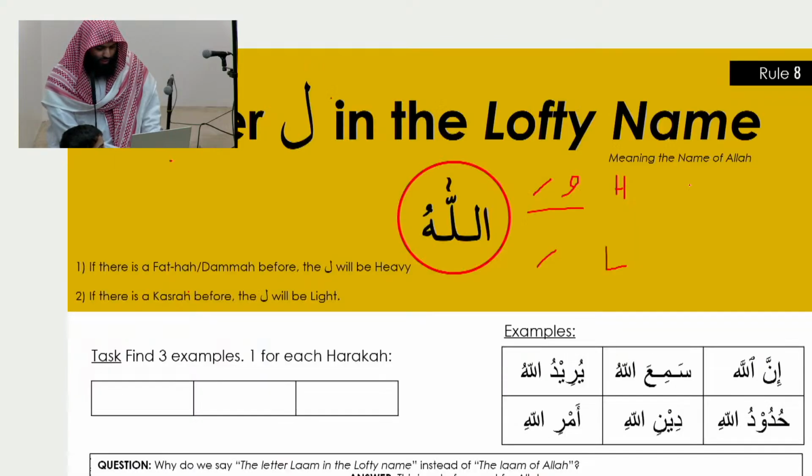But then the last two, what's before? In Deenillah and Amrillah, what's before Allah? A kasrah. Therefore, these two will be light. So we say Deenillahi. We don't say it heavy.